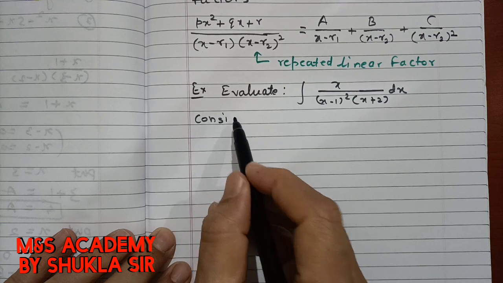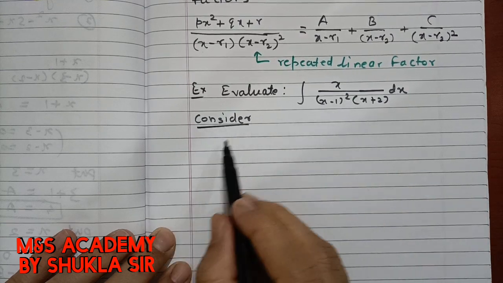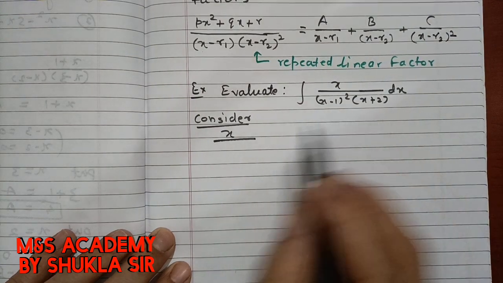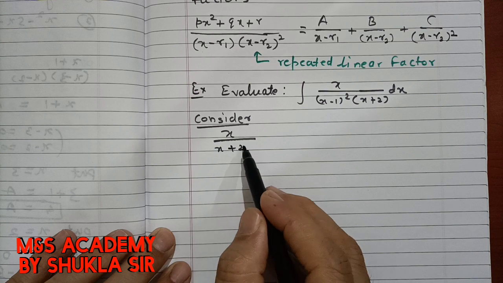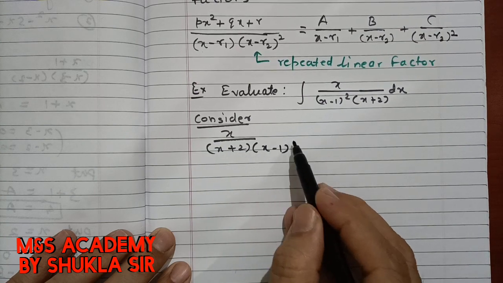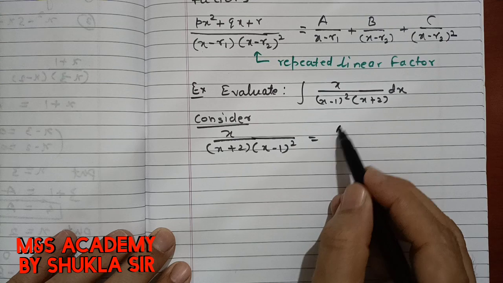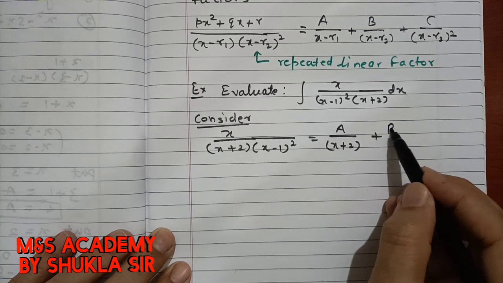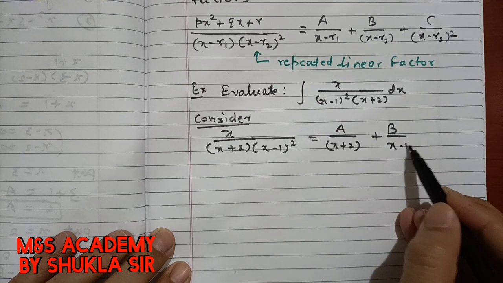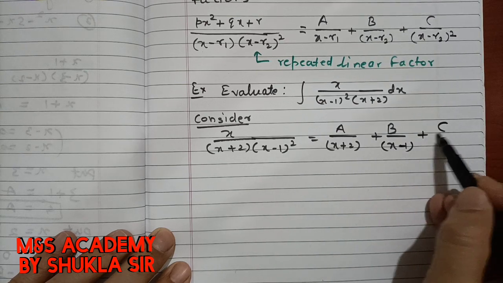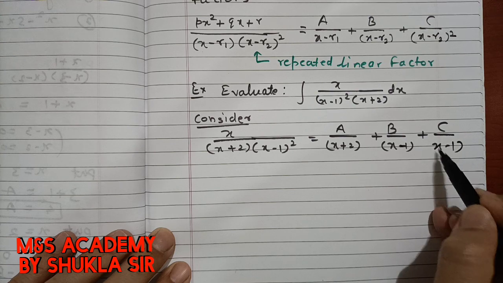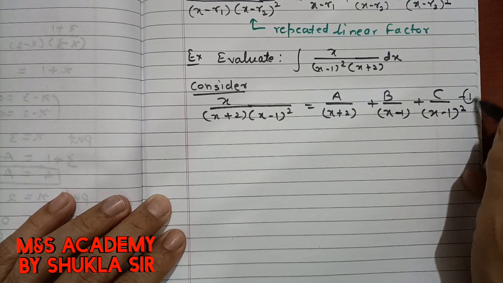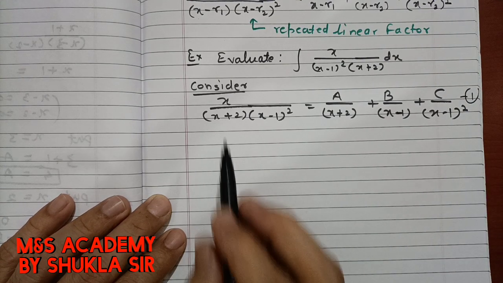So consider x. Now the factors are given already, so no need to find the factors. So x over (x + 2)(x - 1) the whole square, A by the first factor which is not repeated, plus B by the repeated factor once, plus C by the repeated factor twice. This is obviously my equation number 1, first step.